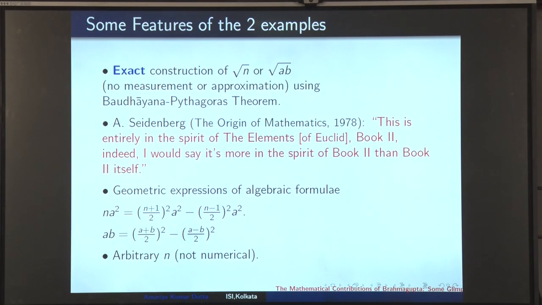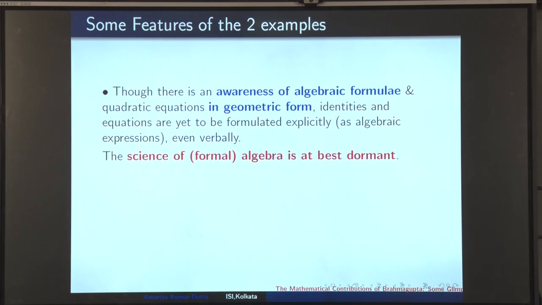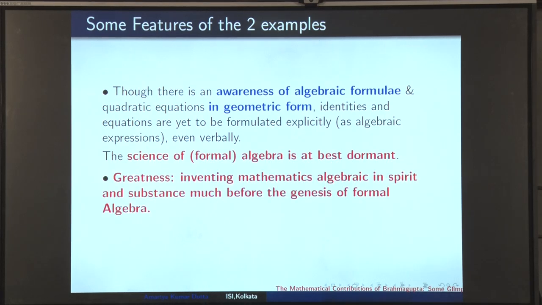Now, let us move on to the next one. Oh, no, before that. So, though there is an awareness of algebraic formulae and quadratic equations in geometric form, identities and equations are yet to be formulated explicitly as algebraic expressions even formally. So, the science of algebra is at best dormant. So, this is not algebra as we know it.